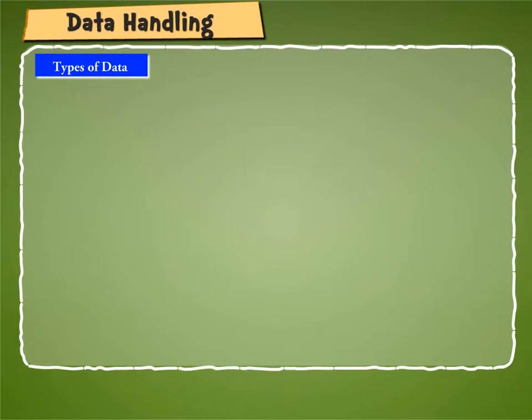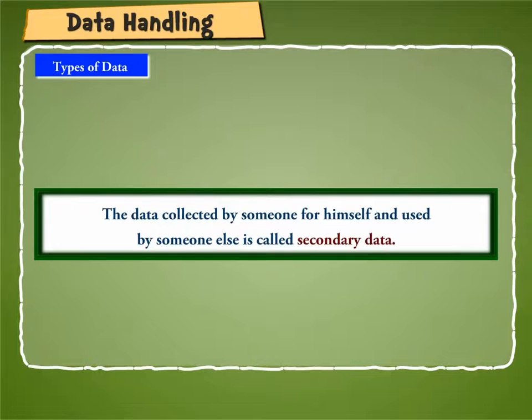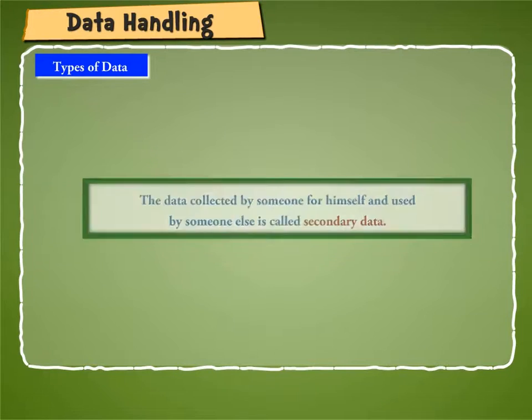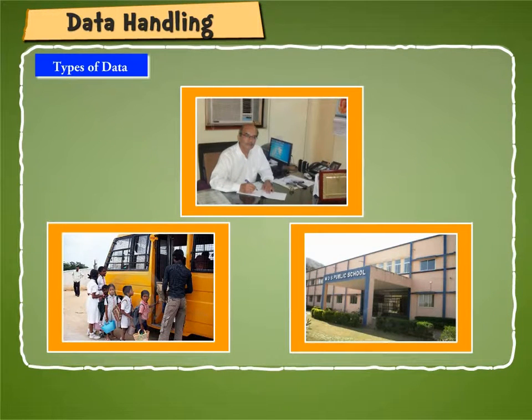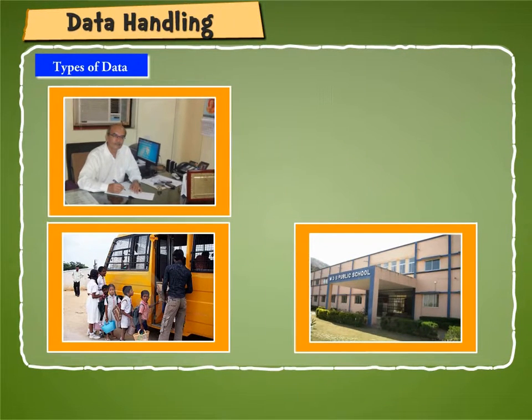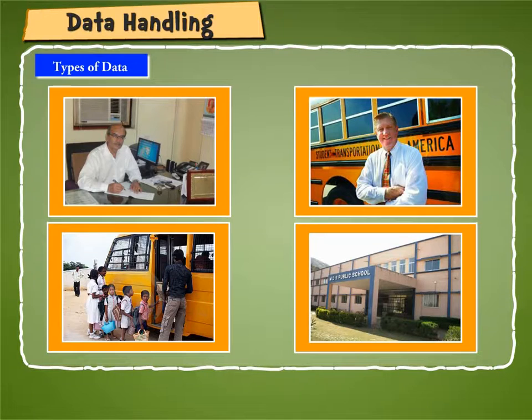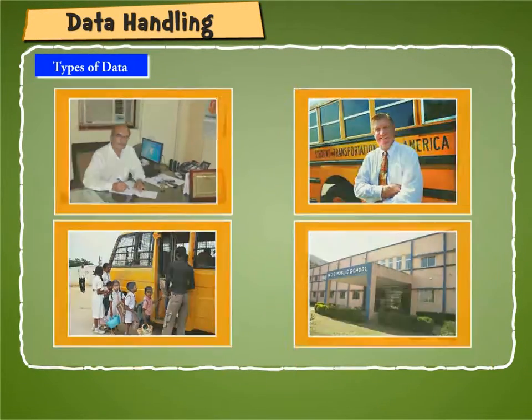On the other hand, the data collected by someone for himself and used by someone else is called secondary data. For example, the data collected by the principal about the modes of transport while coming to school may be used by a bus contractor to know how many buses will be required by the school.